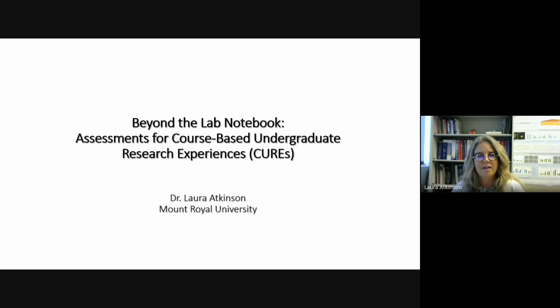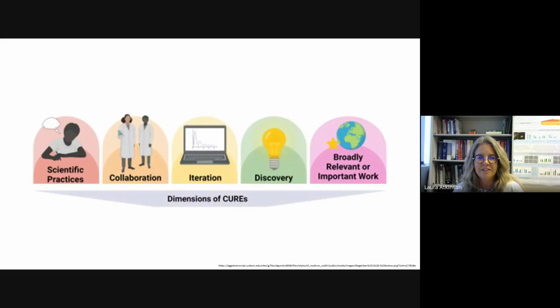Okay, so today I'm going to talk about Beyond the Lab Notebook: assessments for course-based undergraduate research experiences, or as I will refer to them, CUREs. So what are the dimensions of a CURE?